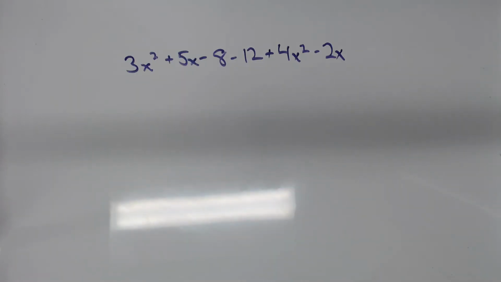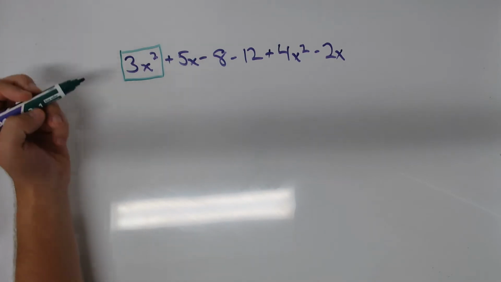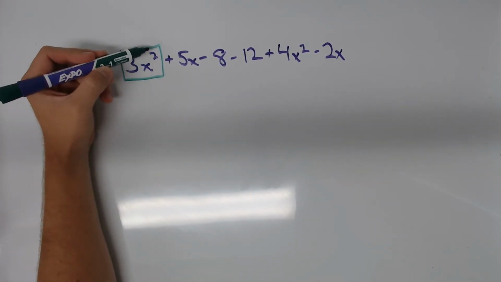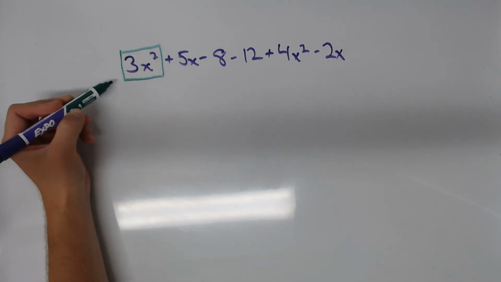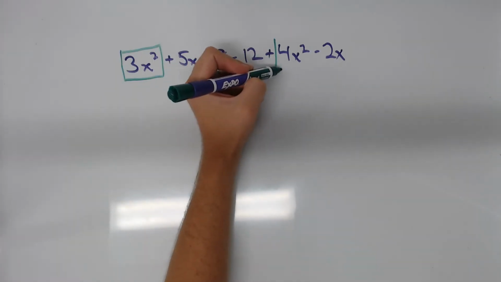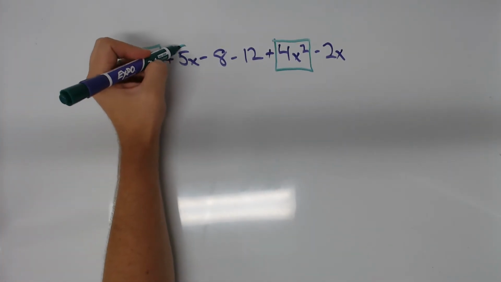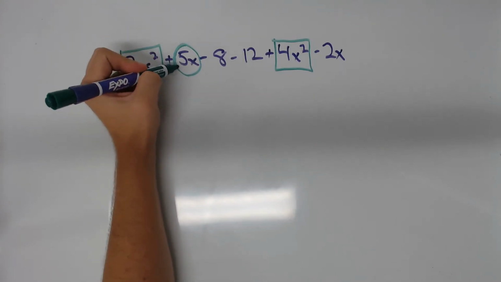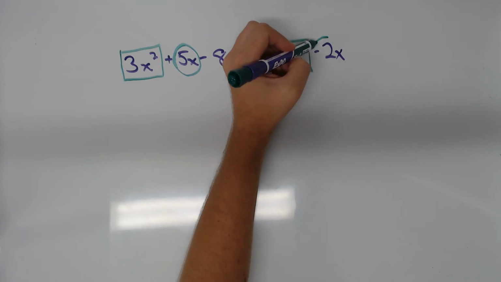This is just a quick little example, and all I'm asking you to do here is circle, box, underline anything that's like terms. So I'm going to start by boxing in this 3x squared and look for anything else that's a like term. So I'm not really looking for numbers, I'm looking for an x squared. So if I scan over, 4x squared matches, I should give that a box. All right, now I'm going to circle 5x. Anything else that just has an x, if I scan over, negative 2x.